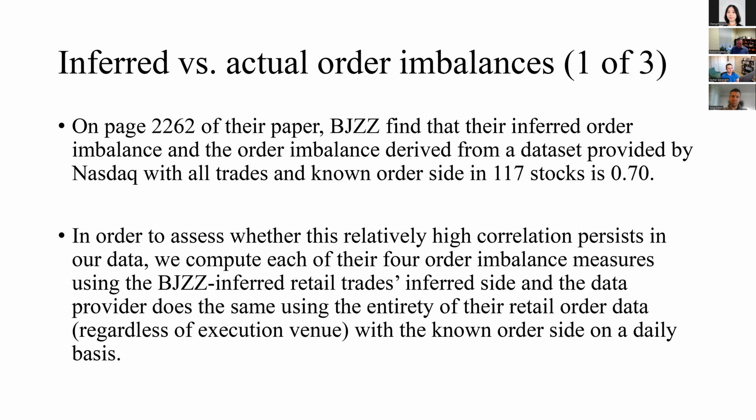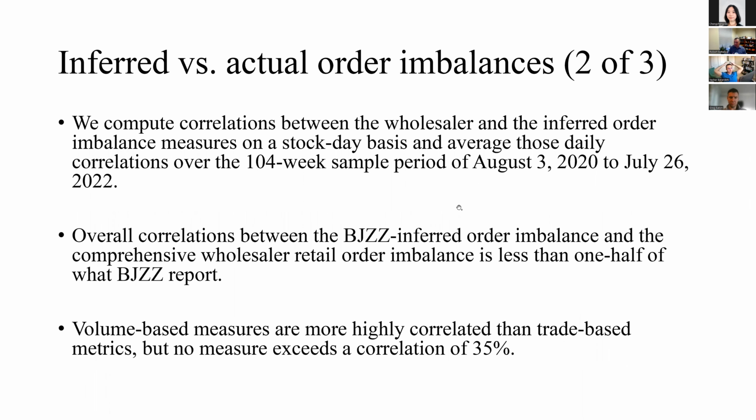And they find that if they correlate the inferred order imbalance with what is known to be true on NASDAQ, the correlation is 0.7, which makes you feel kind of good, right? So in order to assess whether this high correlation persists in our data, we compute each of the 4 imbalance measures using the inferred retail trades. And then the data provider does it for the entirety of the retail order data with known order side on a daily basis. So we have a 104-week sample period from August of 2020 to July of 2022.